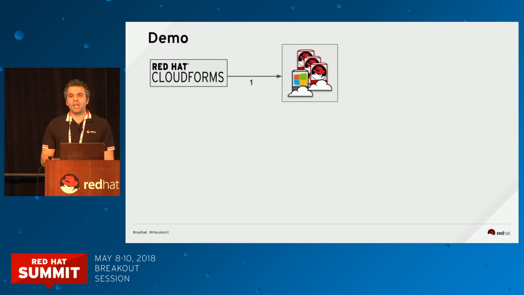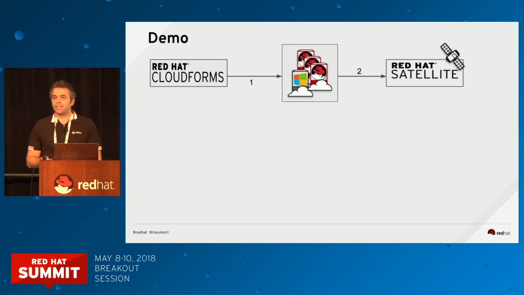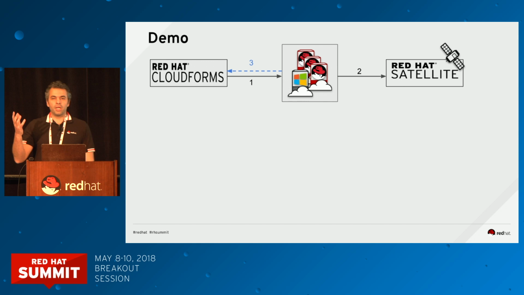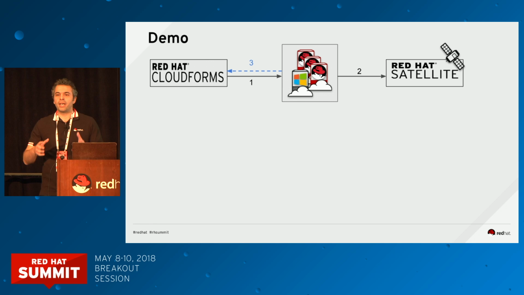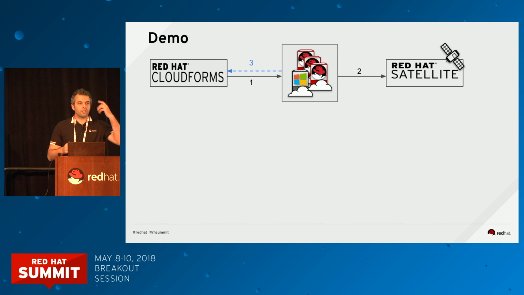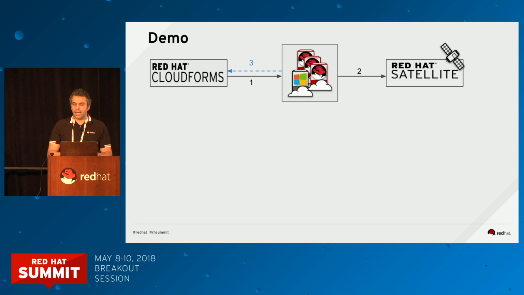And those RHEL hosts are automatically going to register to Red Hat Satellite via CloudInit or user data. Once that's done, we have a request which goes back to CloudForms. And why do we need this? We need that so that all those VMs which just got created get passed back to the service. So when you're looking at your service later on, you're going to see that there are four VMs created, and you know exactly which ones are which.